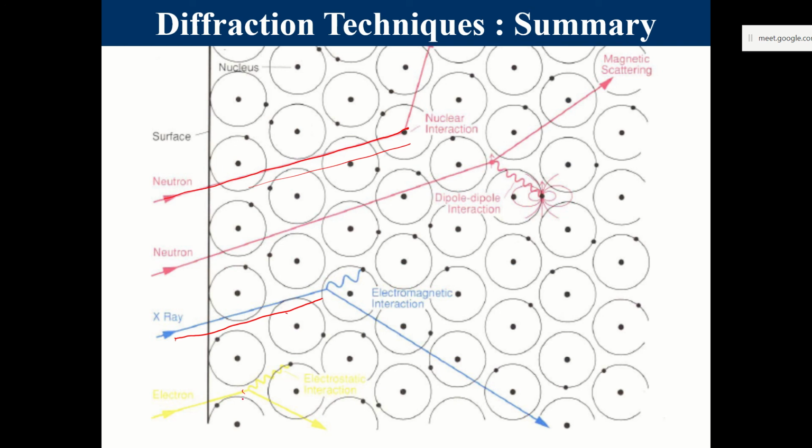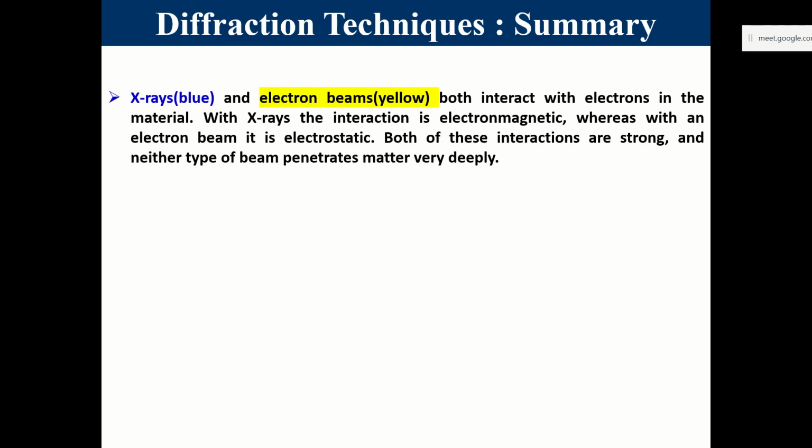So electron is scattered by electrostatic interaction, X-rays are scattered by electromagnetic interaction, neutrons are getting scattered by two modes. One is the nuclear interaction: when a neutron strikes another nucleus, it gets hit and so scattered. And then it can also get scattered by magnetic interaction with the unpaired electron. So one is magnetic interaction, another is nuclear interaction, both are the two modes. And neutron has the maximum penetration depth.